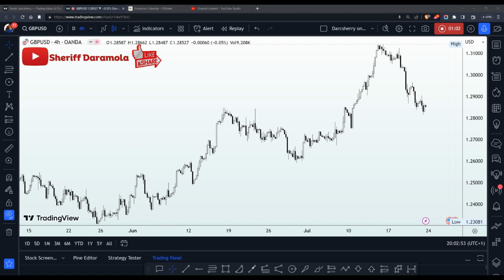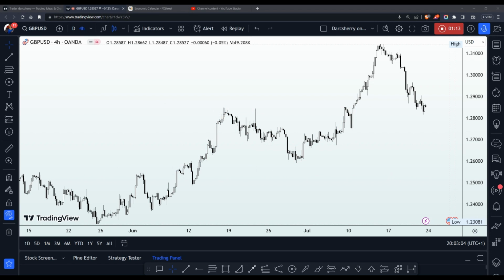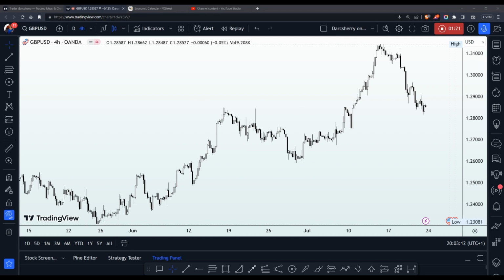With that being said, in today's session, I will be sharing with you my discoveries after conducting a comprehensive price action based technical analysis on the cable market structure. Our analysis will revolve around using simple technical setups to uncover potential ideas that could significantly impact our trading choices.